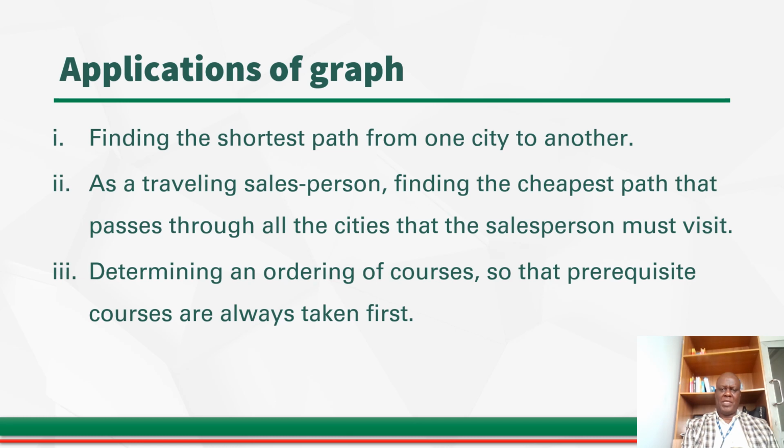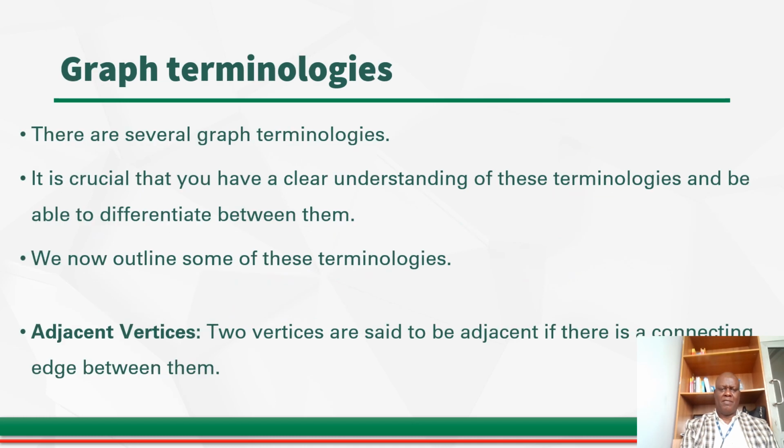Applications of graph: finding the shortest path from one city to another. Can be in Lagos, talk of Abuja alone. What's the shortest path connecting these three cities together? So as a traveling salesperson, finding the cheapest path that passes through all the cities that the salesperson must visit. Then determining an ordering of courses so that prerequisite courses are always taken first.